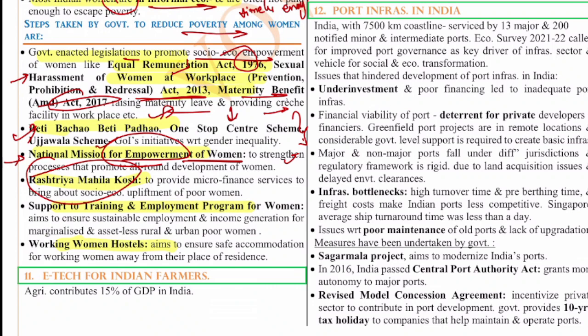The Rashtriya Mahila Kosh, to provide microfinance services to bring about socio-economic upliftment of poor women. Support to training and employment programs for women was also ensured, to ensure the sustainability of employment and income generation among women. Also, there are working women hostels, the Swadhar Griha and all, to ensure safe accommodation for women. All of these steps are taken so that we can reduce this feminization of poverty, because women in general belong to the vulnerable section. Also, female-headed families where the male is not present are most susceptible to poverty because they have very few income earners.